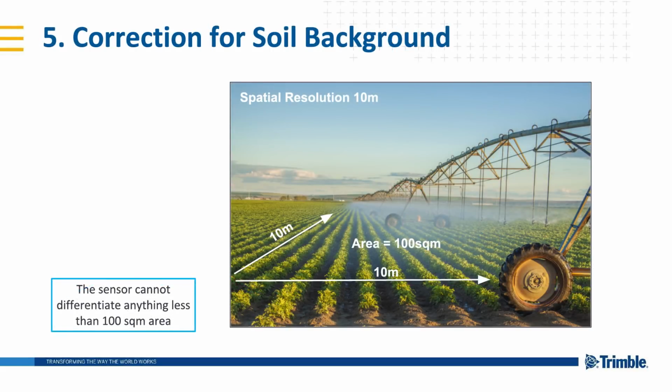The last consideration is soil background correction. And why is soil correction important? Well, let's look at this irrigation pivot and project a pixel of 10 meter by 10 meter in this field.